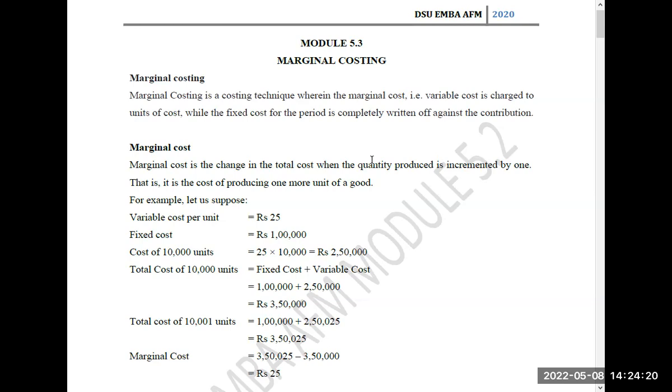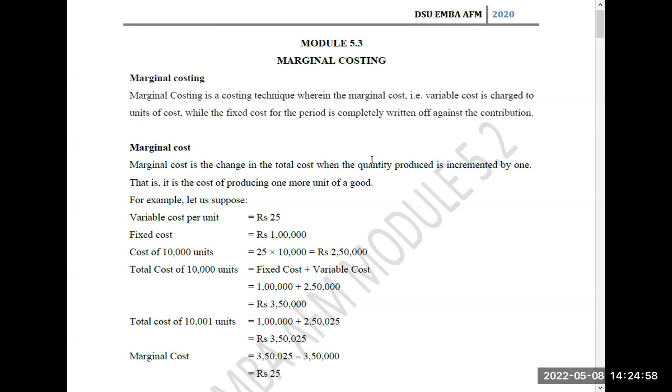Suppose I am going to produce one more unit, increasing from 10,000 by one. What will be the extra cost I have to spend now? Only the variable cost, because the fixed cost is already taken into account. Okay, 25 rupees I have to spend. So it becomes 3,50,025. This 25 is called the marginal cost, otherwise called variable cost, or we can call it incremental cost, additional cost.